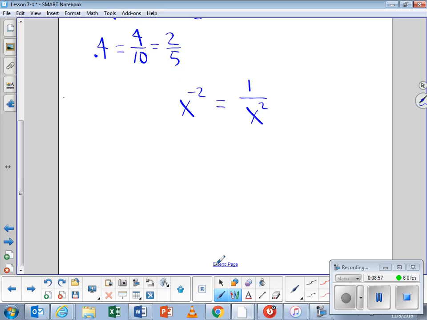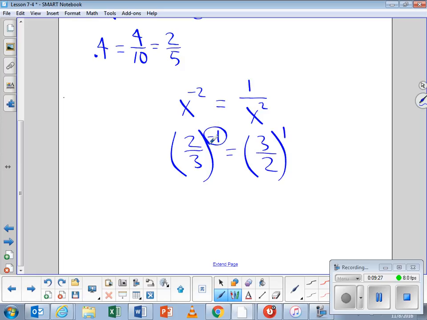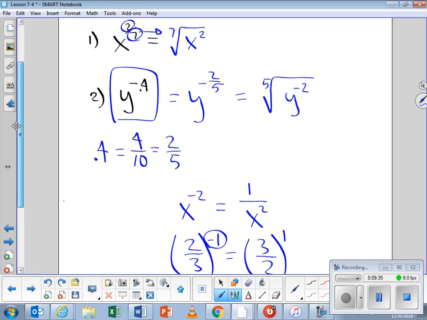Okay? If I have 2/3 to the negative 1, that means I have 3 over 2 to the positive 1. Remember, negative exponents mean reciprocal. It doesn't mean negative numbers. If this is a positive 2/3, and this means I take the reciprocal of that, which is going to be 3 over 2. Okay?